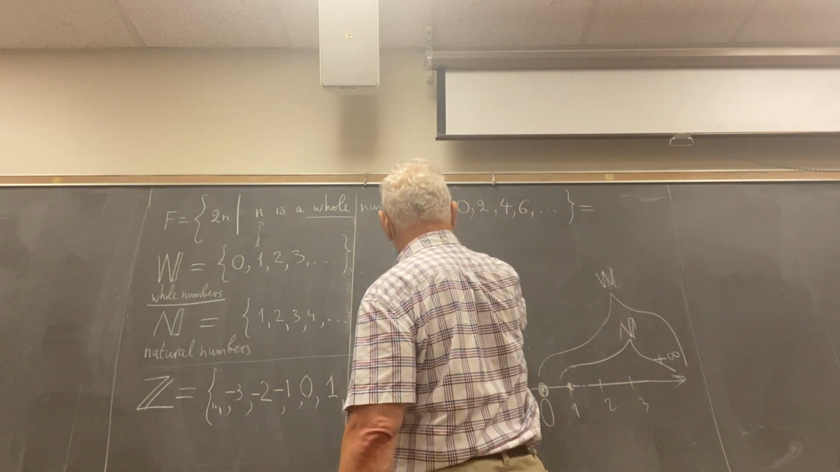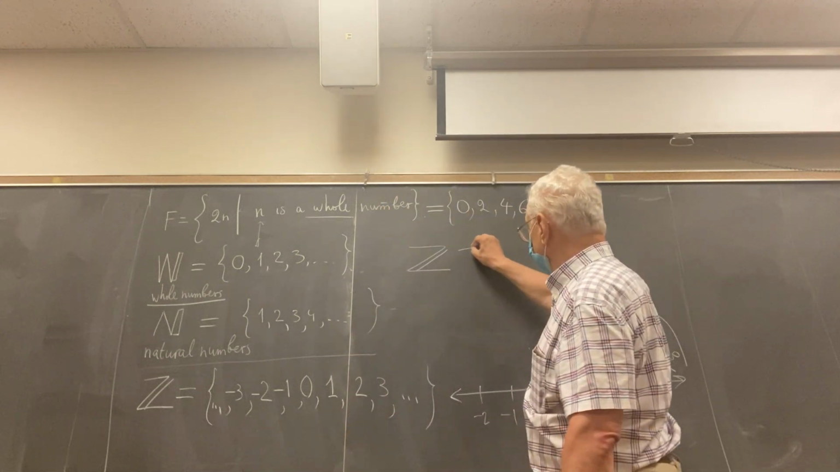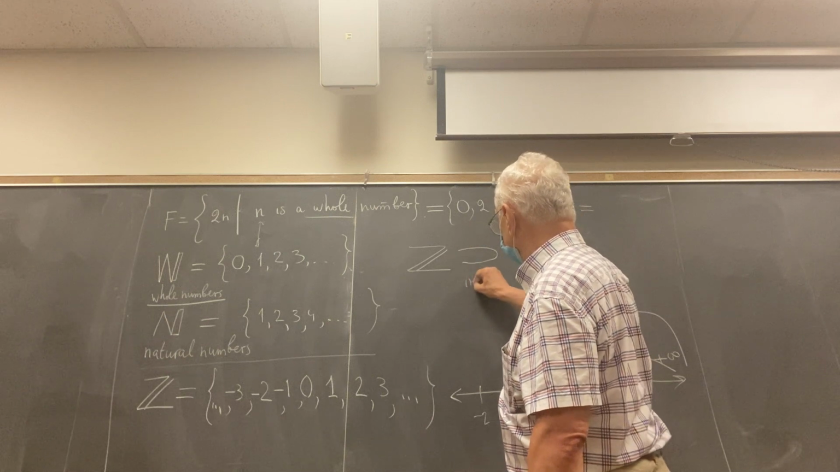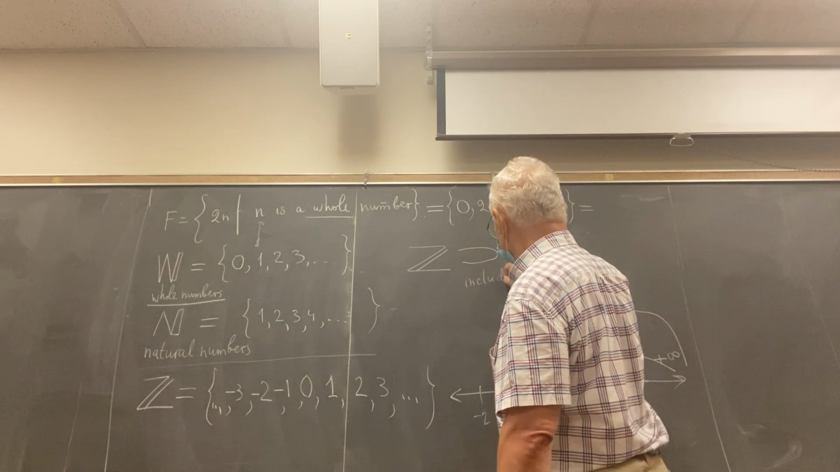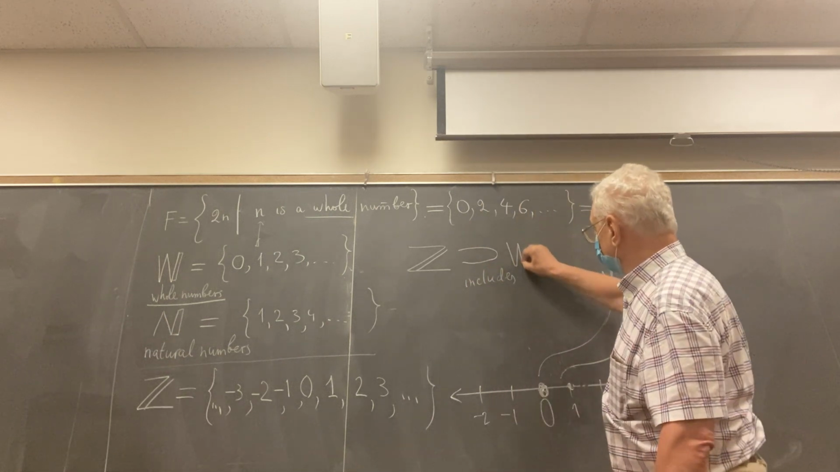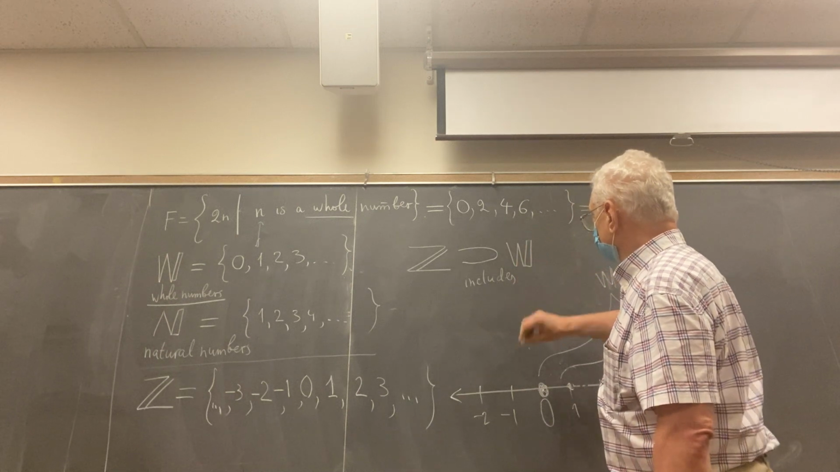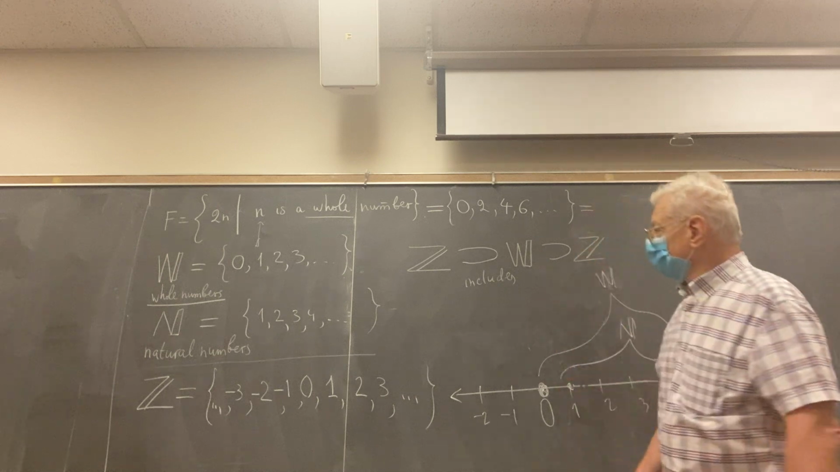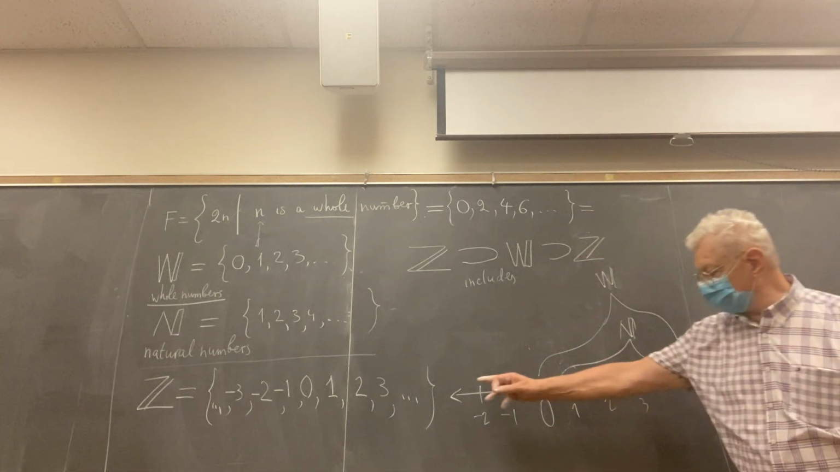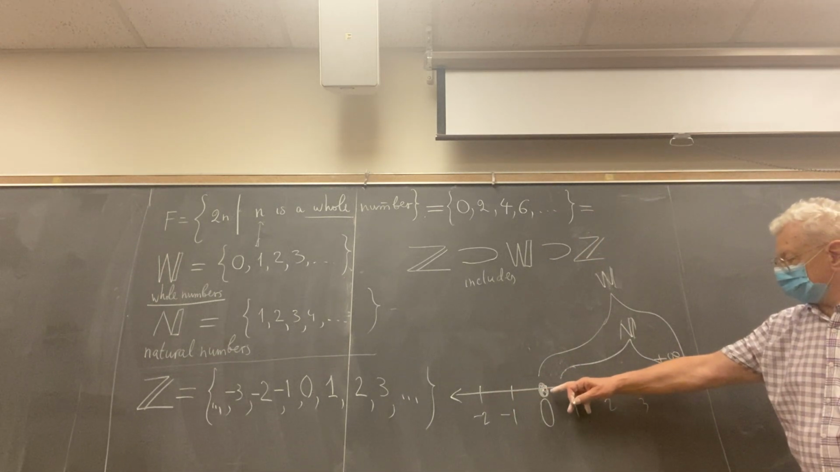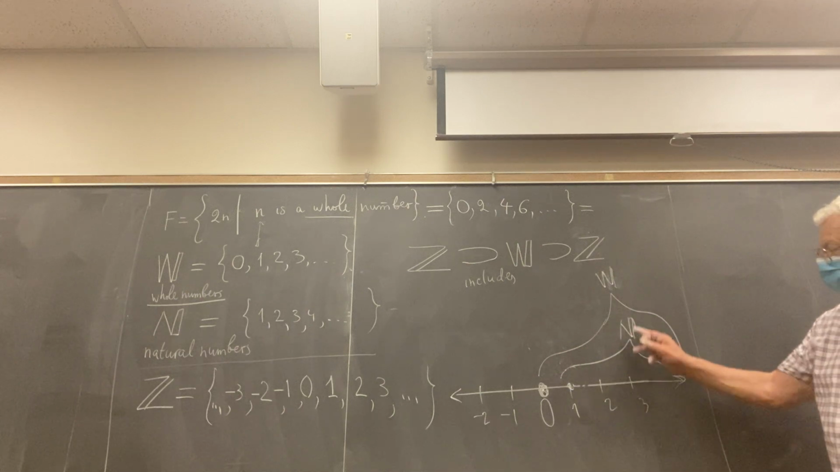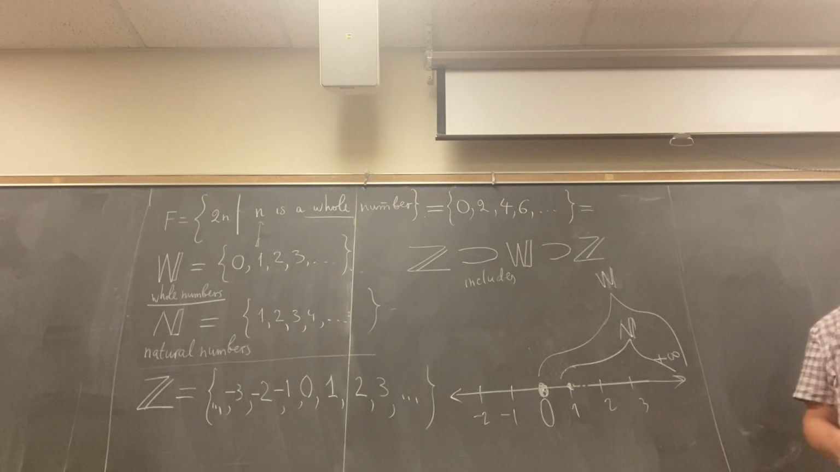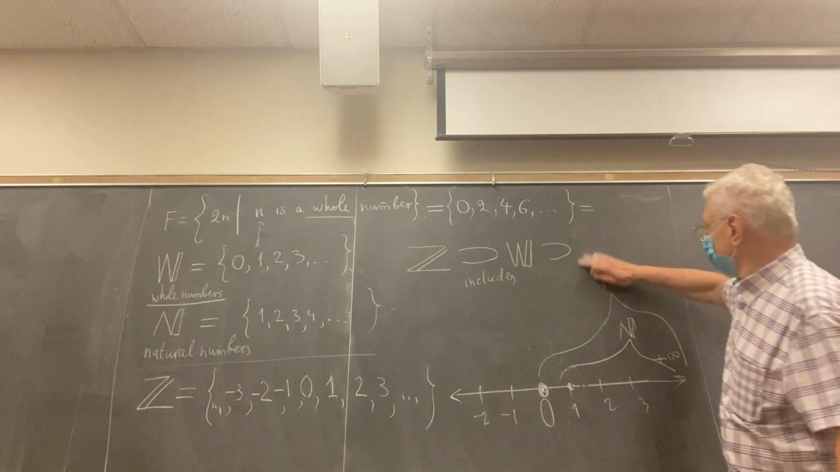Set Z includes set W, and that set includes Z. So you see that line, it contains W, and W contains N. Oh, sorry, no, it's here, N.